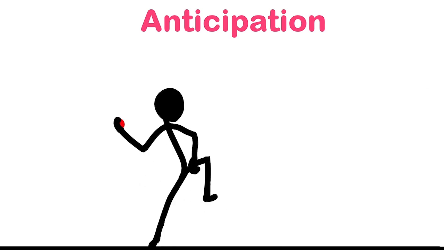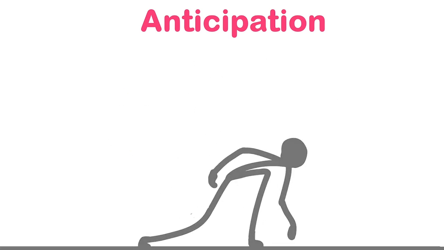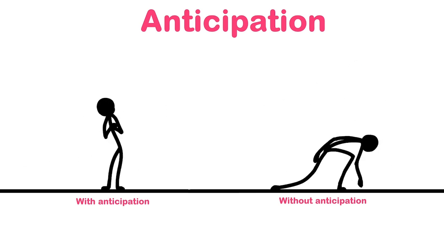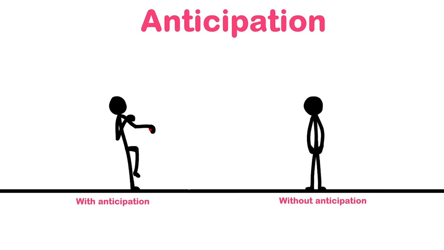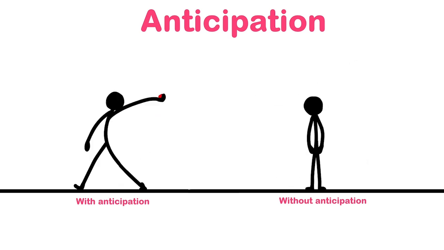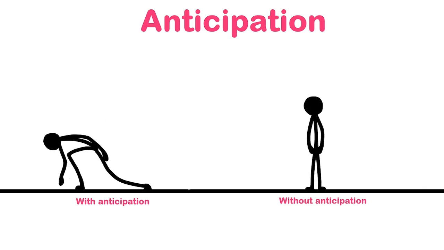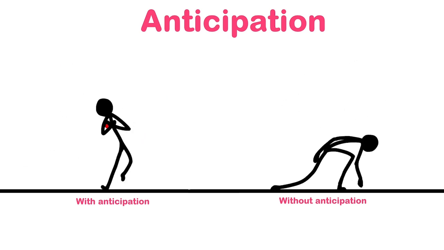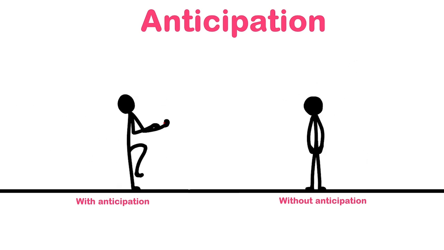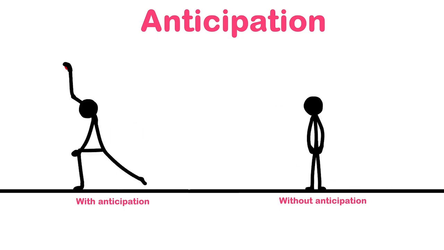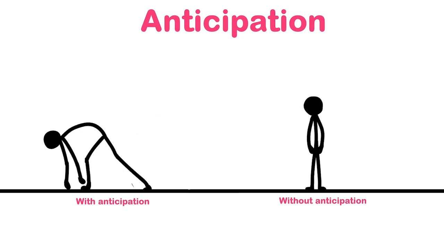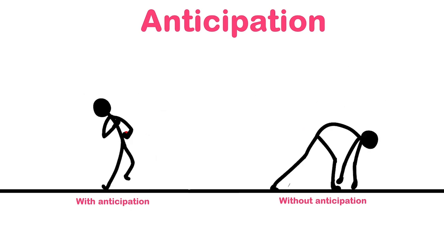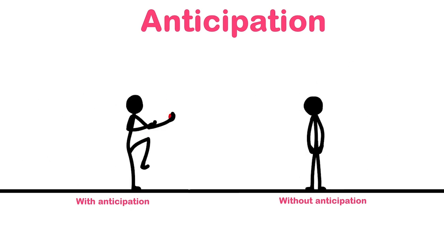But if we remove this anticipation, it would look something like this. The animation without anticipation looks like an unnatural movement. It looks like the character is being forced from somewhere and then suddenly throws the ball with full force. So it's not really looking realistic, and that is why adding anticipation to this kind of animation is one of the most important things to make your animation more realistic.